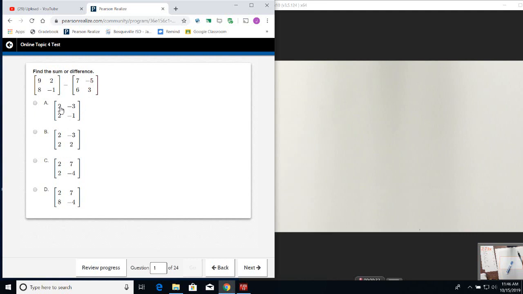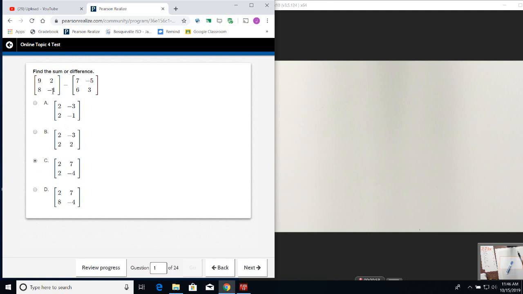So far A looks good. And then the next one's 2 minus a negative 5, so I'd add the opposite, so that'd be 2 plus a positive 5, which is 7. So it's not A. 2 negative 3, nope. 2 positive 7, yes, it could be C or D. So I'll check the next one. What's 8 minus 6? That's a positive 2. So positive 2, this is an 8. Obviously, it's not D. It must be C.